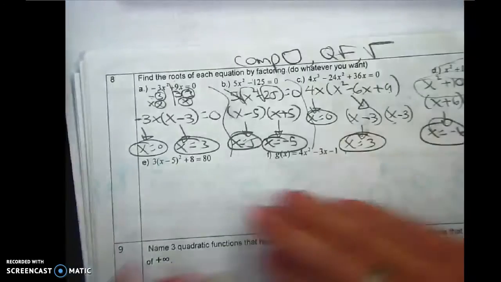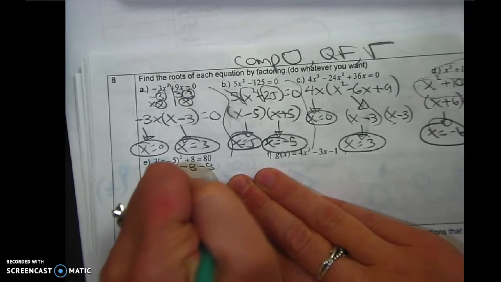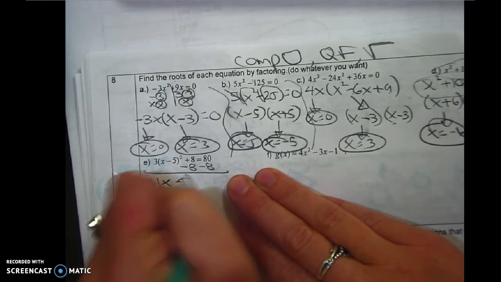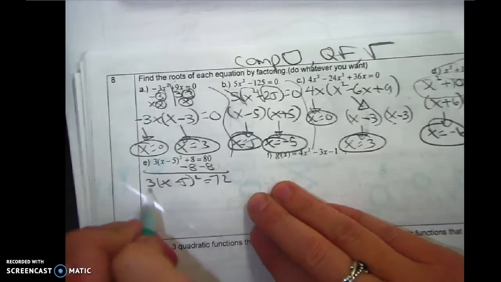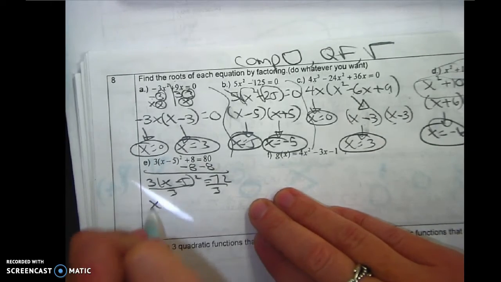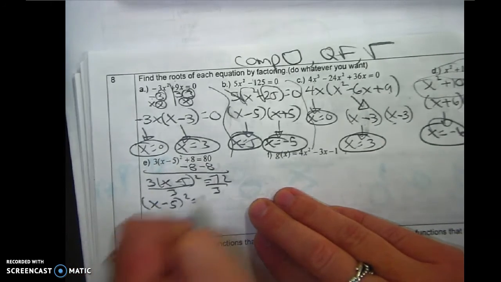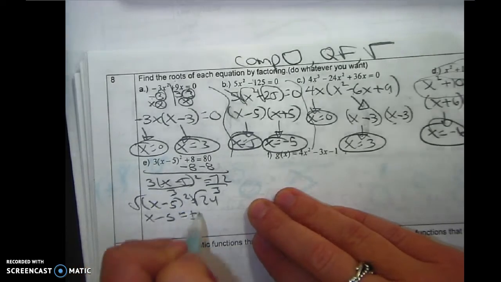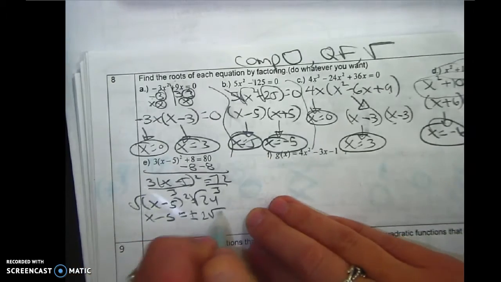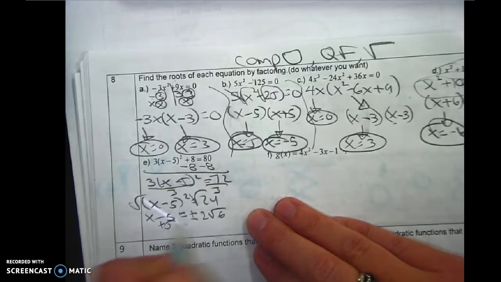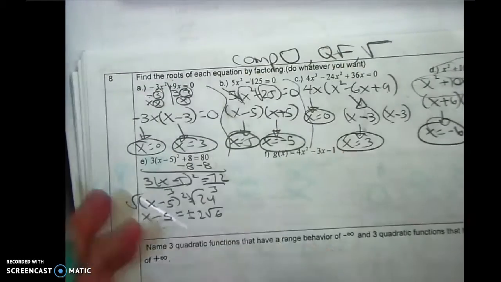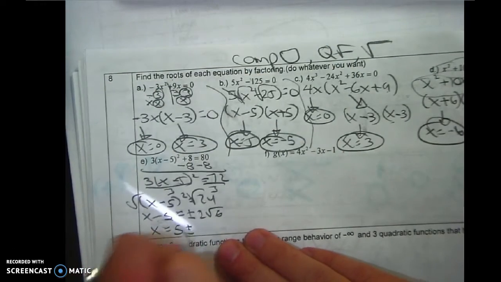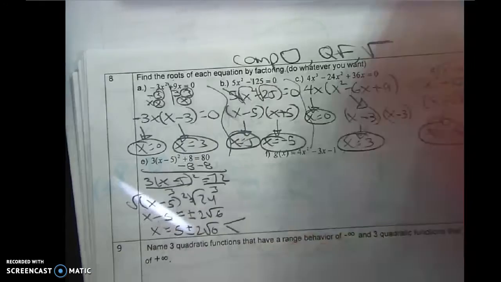All right, subtract 8. 3x minus 5 squared equals 72. Divide by 3. X minus 5 squared equals 24. Square root. I got to tree that, and I get 2 rad 6 plus 5. So x equals 5 plus or minus 2 rad 6. But you know I got to split it.